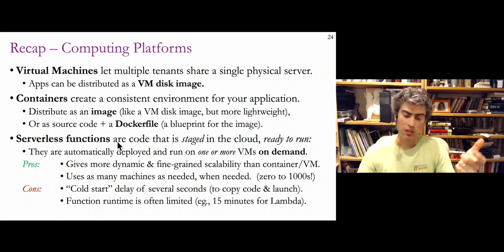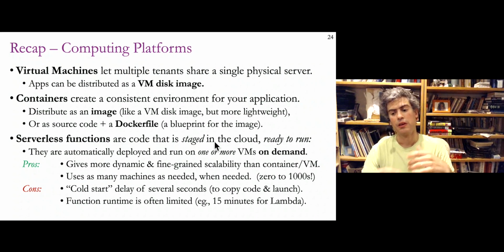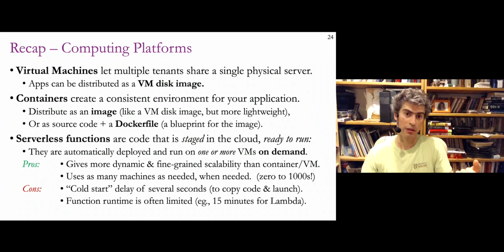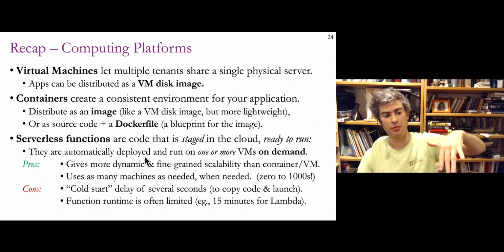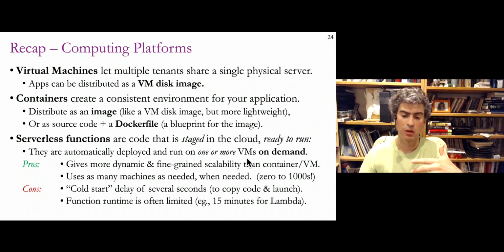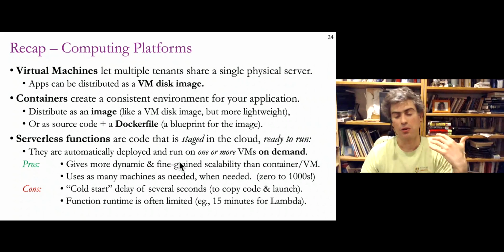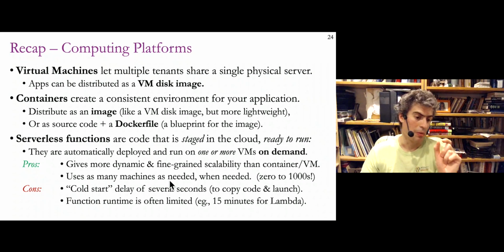And finally, we talked about serverless functions, which is code that's staged in the cloud, ready to run. When it needs to be run, for example when a request comes in that needs to be handled by the Lambda, it's deployed somewhere on demand by the platform. It can be deployed just once, or it can be deployed 1,000 times. Serverless functions allow you to scale very dynamically with really fine granularity, which is nice. And you can pay by the millisecond of time your code runs instead of paying by the hour.